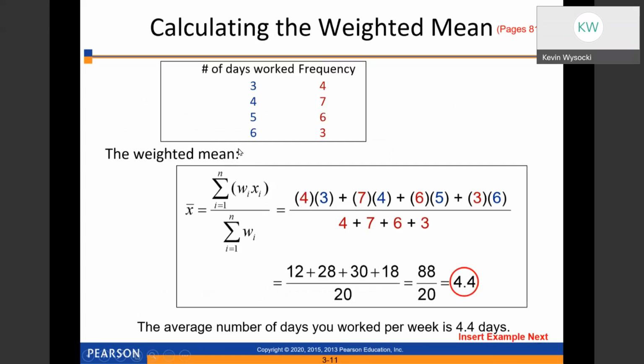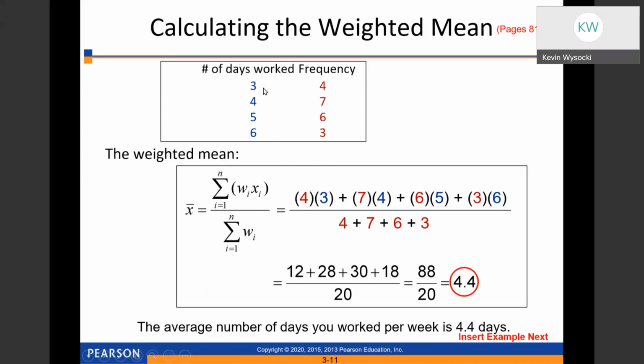Again, we have the data summarized in the following frequency chart: number of days worked, and the frequency. In order to find the average, you multiply each set of numbers that are across from each other. So the weight is 4 times 3. The next one is 7 times 4, 6 times 5, 3 times 6. That saves us from adding 3 plus 3 plus 3 plus 3, 4 times, right? So it's just a shorter way to write the formula.